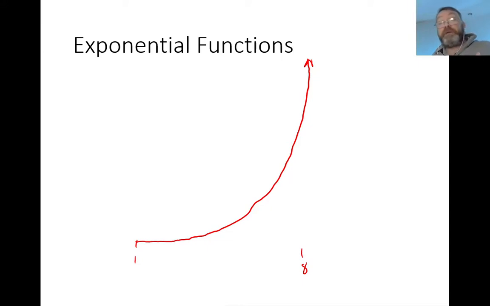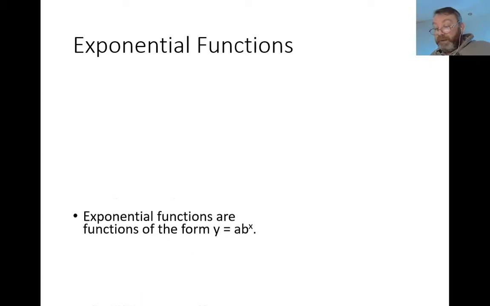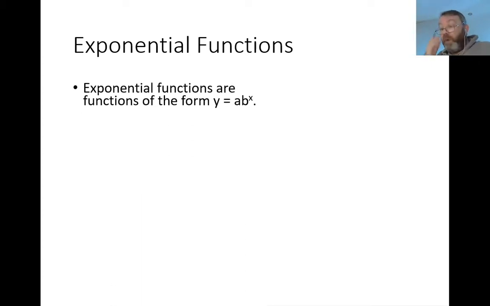I suppose in one sense compound interest would be the same. When you earn interest this year, next year the interest you earned itself earns interest. So you're building on everything year on year, and more about that in financial maths. So an exponential function has the form y equals ab to the power of x.